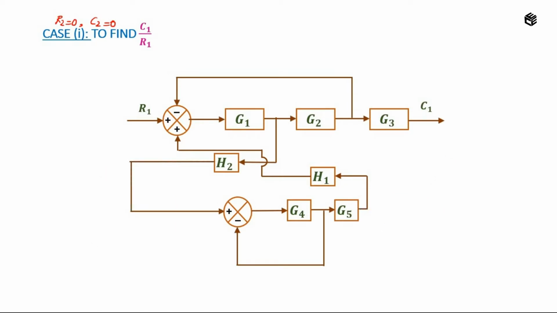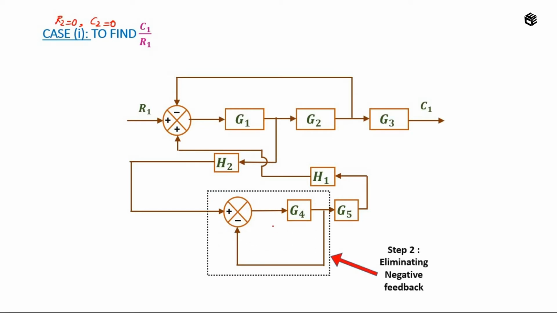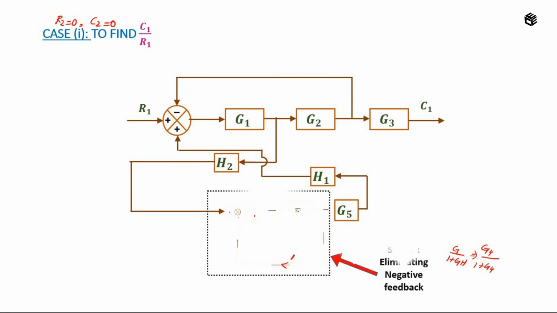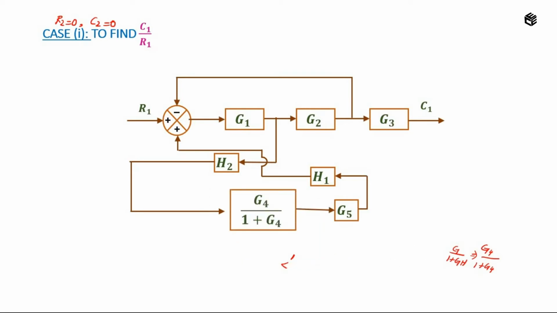this. On analyzing this diagram, I can say that there is a negative feedback, correct? As step 2, I am going to apply the rule eliminating negative feedback. What is the formula for eliminating negative feedback? The formula is G divided by 1 plus GH. In this case, the value of G is replaced as G4. Therefore, G4 divided by 1 plus G4 into, what is the value of H? No value is given. Therefore, I will assume this feedback path value is 1. So the value of H is 1. On applying eliminating negative feedback, I will get the block as G4 divided by 1 plus G4.